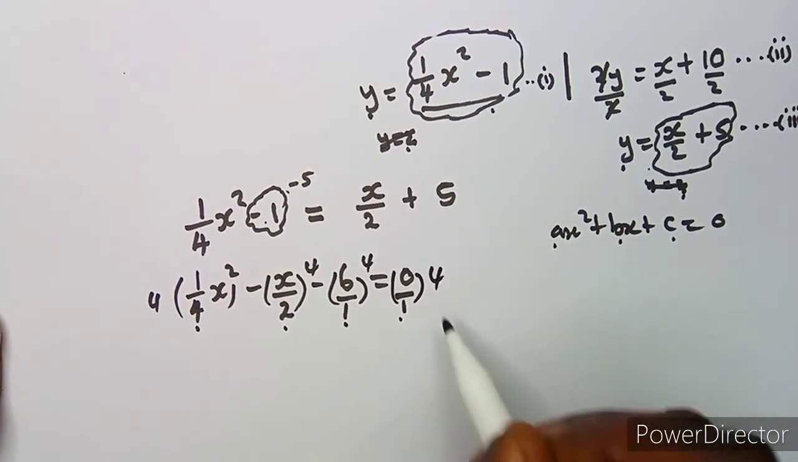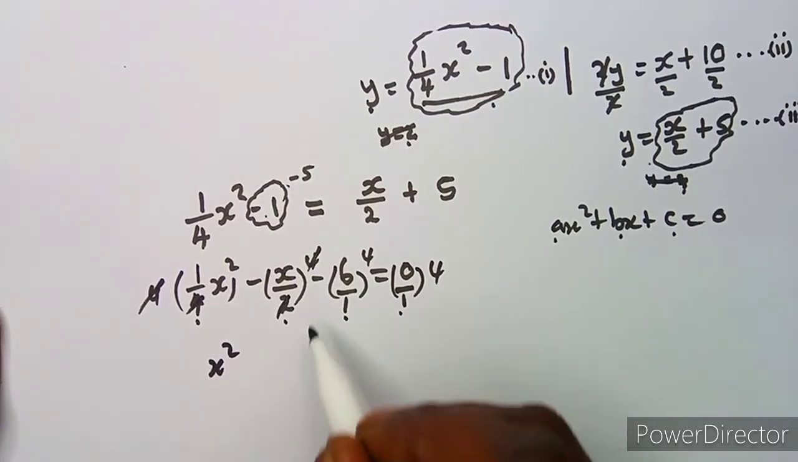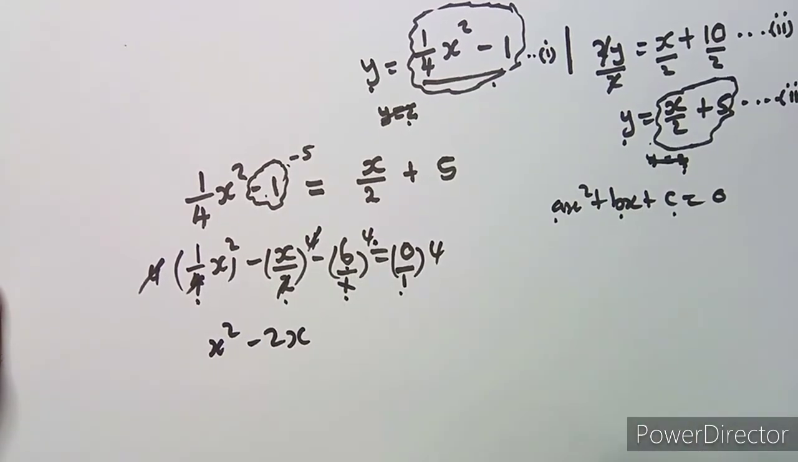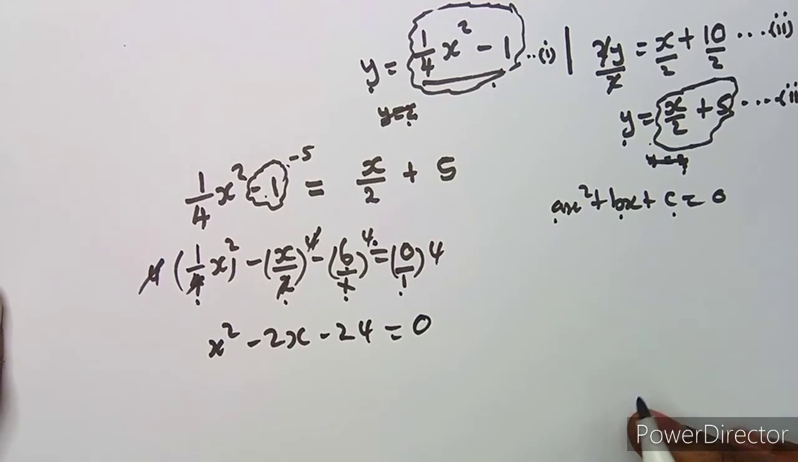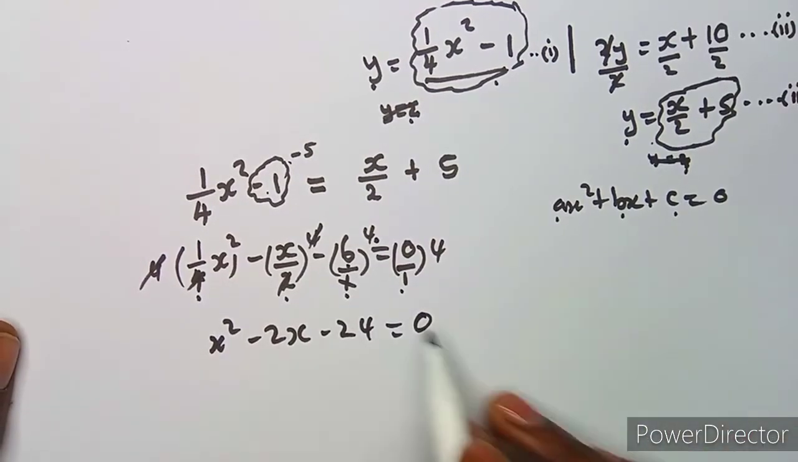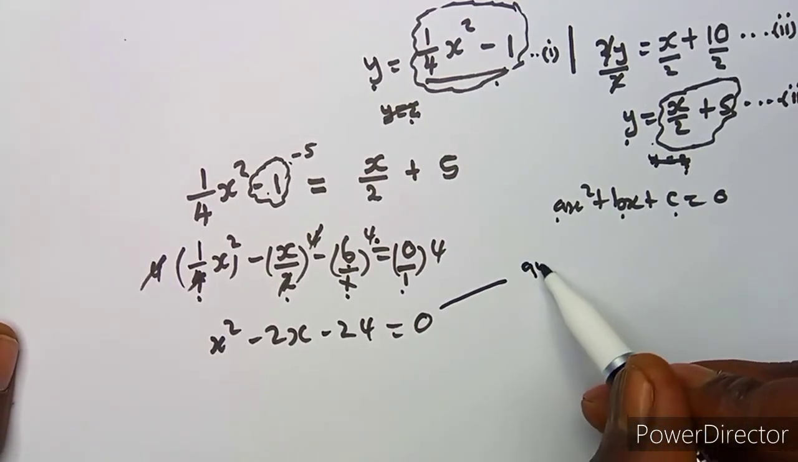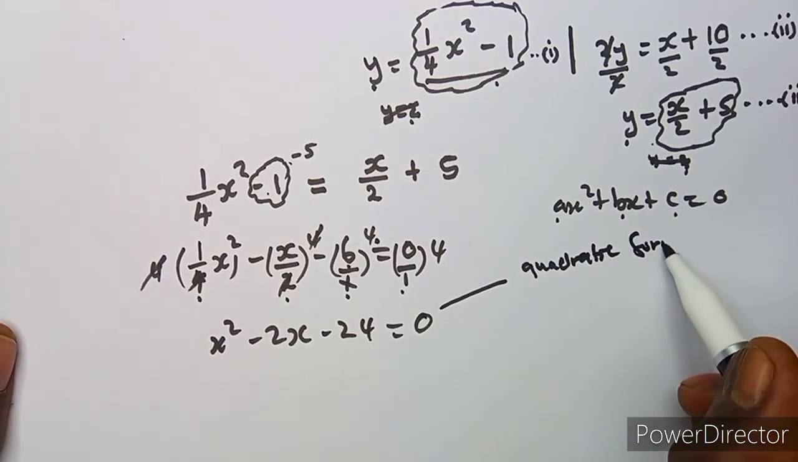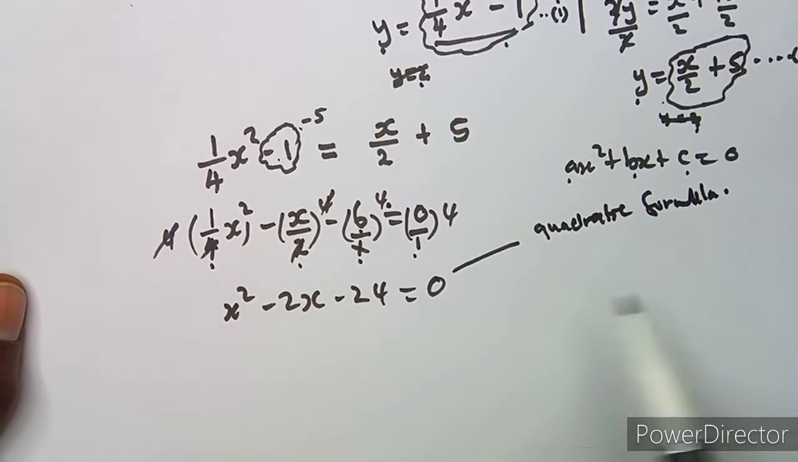The LCM or the LCD of the given fractions gives us x squared, and this will be minus 2x, and 4 times minus 6 is negative 24, is equal to 0. Any number times 0 becomes 0. So we now have a normal equation that you can use. Yes, I know most of you like to use the quadratic formula. Yes, you can use your quadratic formula, but make sure that you apply it properly. But you can actually use factorization.